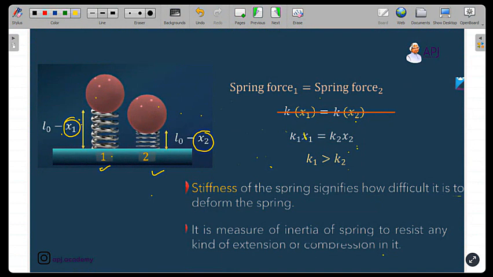But you can clearly see that the compression is different. You can clearly see in the diagram that the compression is different in both the springs. So why, if I am saying that the spring force is equal, then what should be the case? How can it be equal?